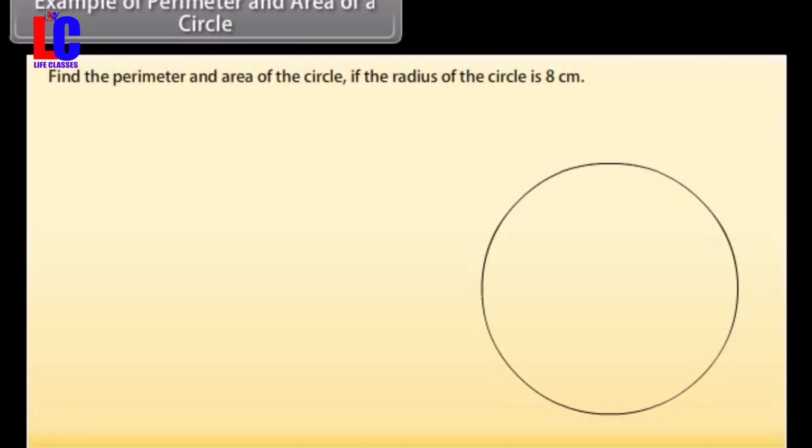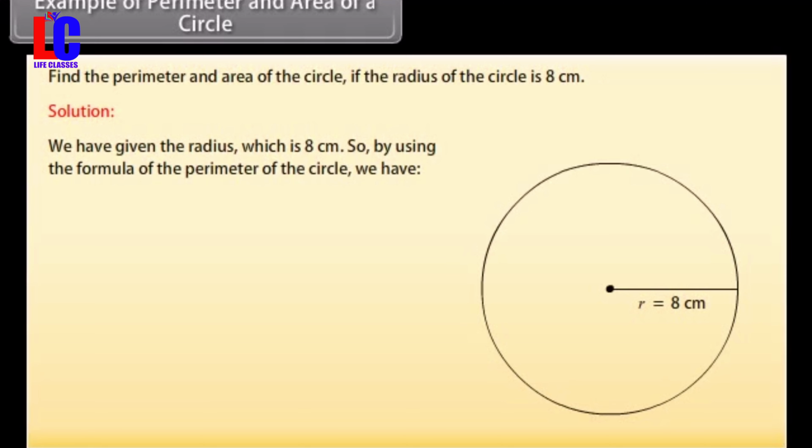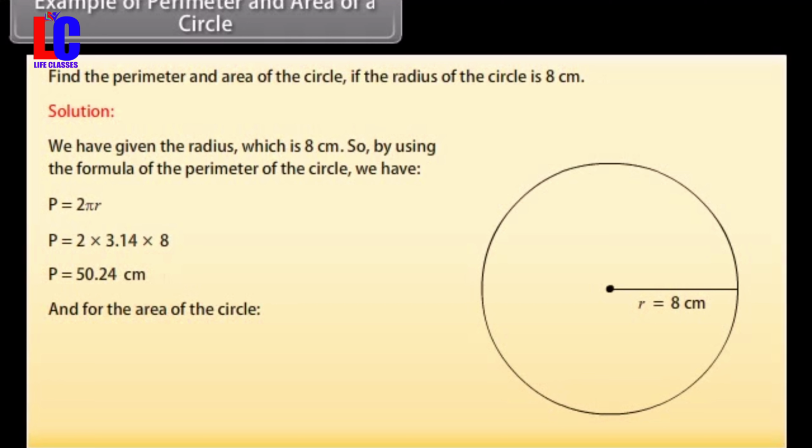Example 2. Find the perimeter and area of the circle if the radius of the circle is 8 cm. Solution. We have given the radius, which is 8 cm. So, by using the formula of the perimeter of the circle, we have P is equal to 2 pi r. P equals 2 into 3.14 into 8. P equals 50.24 centimeter. And for the area of the circle, A is equal to pi r square. A equals 3.14 into 8 square. A equals 200.96 centimeters square.